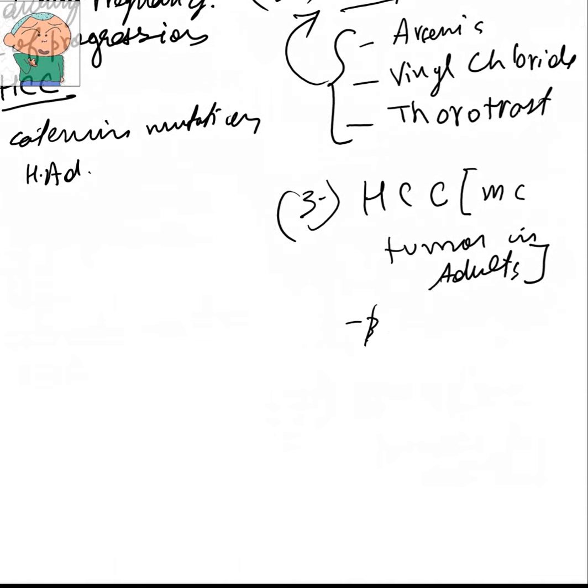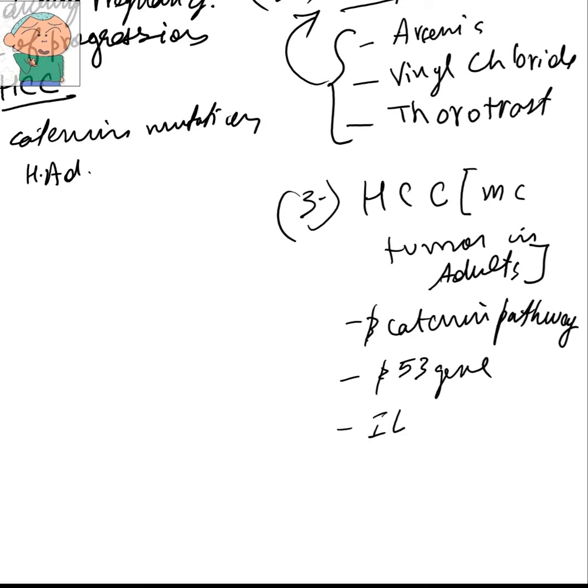Here also beta catenin pathway activation has been found for the development of carcinogenesis. Then reduced activity of p53, a gene mutation, is also a risk factor for the development of hepatocellular carcinoma, and increase of interleukin 6 is also a risk factor, as increased interleukin 6 causes an increase in the multiplication of the cells but a decrease in the differentiation of the cells.